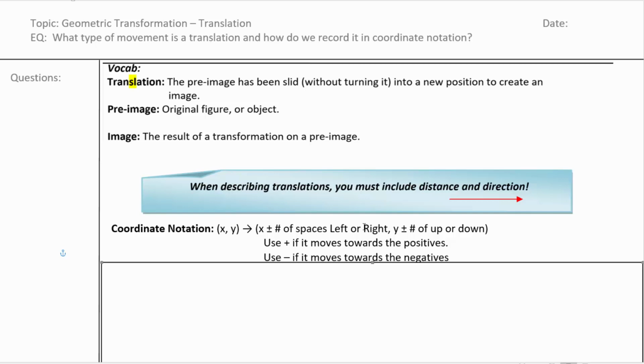So for any movement that's left or right, we'll start with the variable x, we'll use plus or minus, and then the number of spaces it moved left or right. For y, we'll do the same thing with the y coordinate, which describes the vertical movement. So we'll use the coordinate y, and then we'll use plus or minus the number of spaces it moved up or down. Here, we're not always going to use plus or minus, we're going to pick one. So we'll use the plus if the point moves towards the positives, and we'll use the minus if it moves towards the negatives. Let's go ahead and take a look to see how that works in our first example.